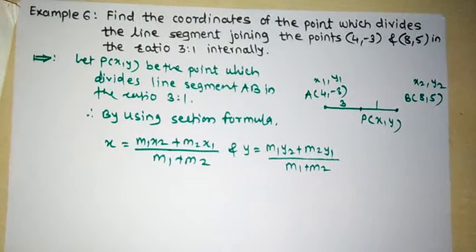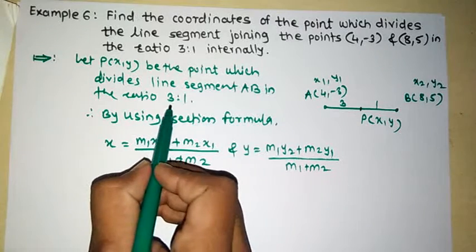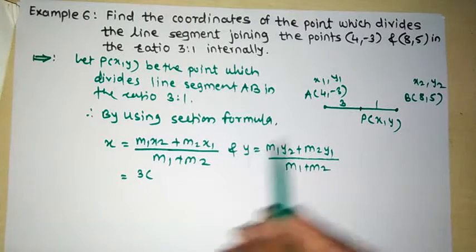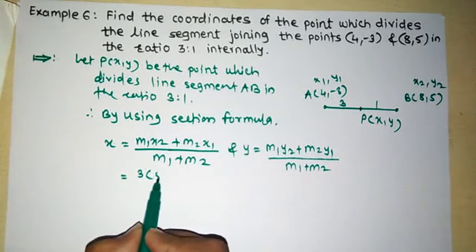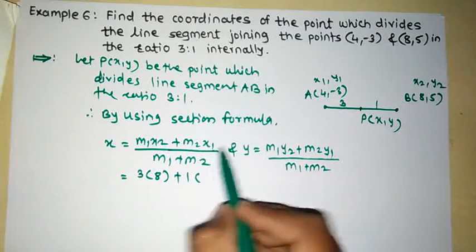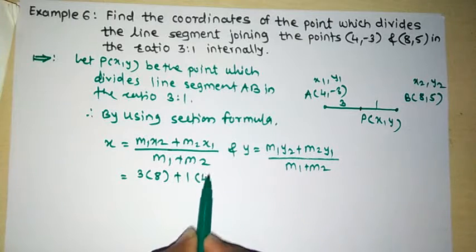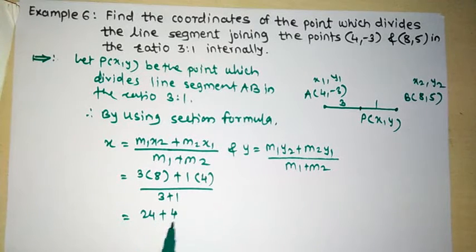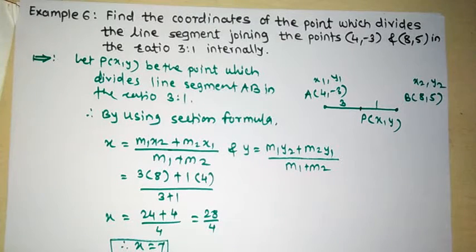Now put all the values here. M1 is 3 and m2 is 1. So x is 3 into x2, which is 8, plus m2, which is 1, into x1, which is 4, divided by m1 plus m2, that is 3 plus 1, which is equal to 3 into 8 is 24 plus 1 into 4 is 4, divided by 3 plus 1 is 4, which is equal to 28 by 4. Therefore, x is equal to 7.